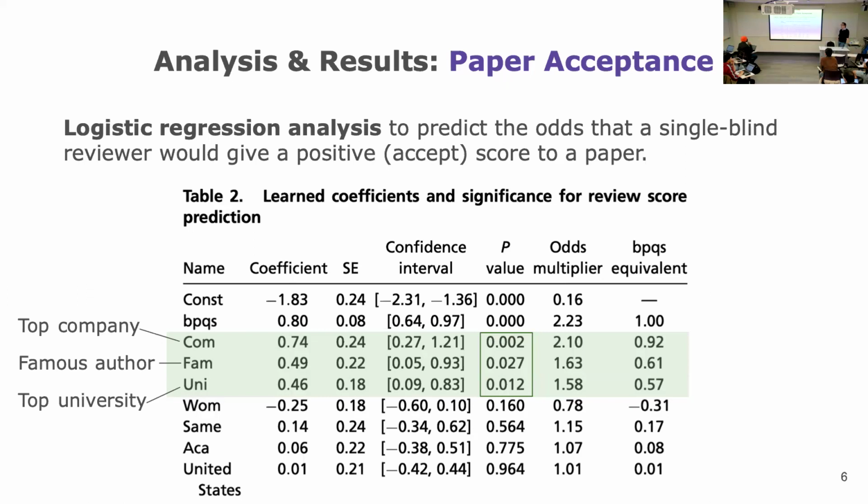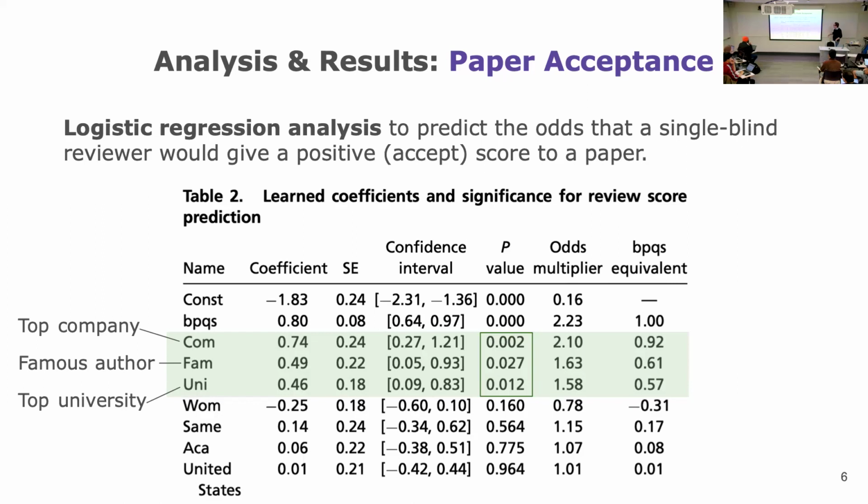I'm assuming the coefficient would be the strength and the direction of the relationship. So like how much the top company affects it is perhaps more than if it's a famous author. And it's positive. So if it's a top company, it's more likely to be accepted. Whereas the negative ones would be the opposite. We don't have any significant negative ones.